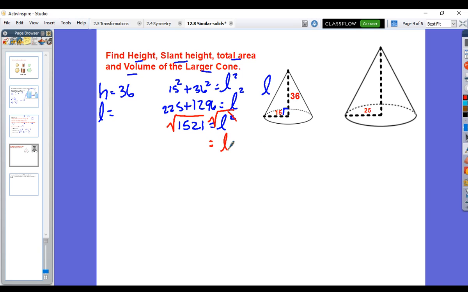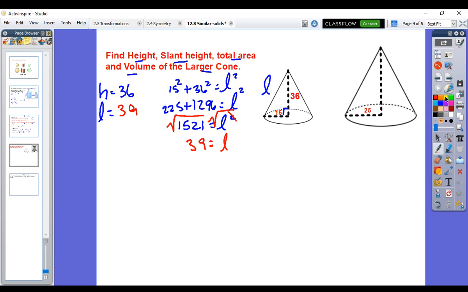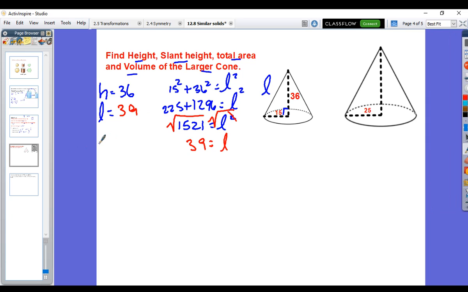And that, when we do that right there, that gives us, let me do it real quick, 39. So our slant height is 39. All right. So then we need our total area. So our total surface area, so either T area or we just put area.